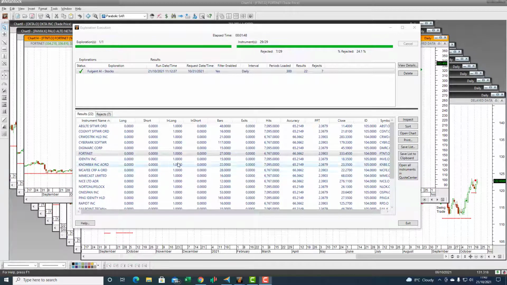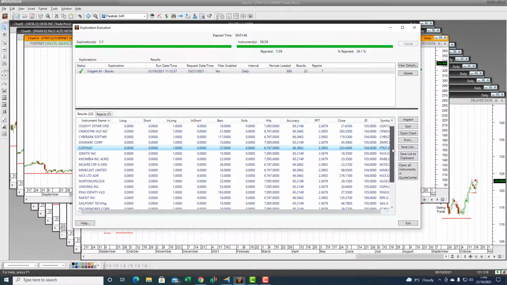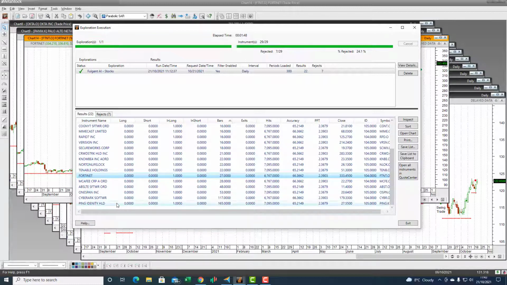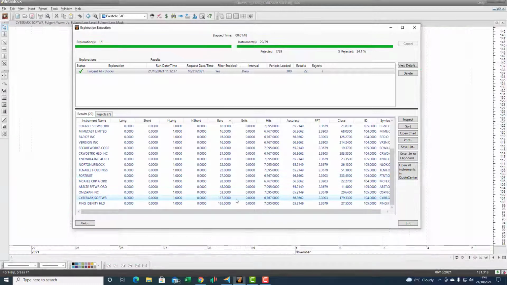cybersecurity stocks. Here are 22 positions where the AI is either in a long, and if we look at the column here in longs, it tells you which instrument the AI is long. It's long all of them. Bars tells you how old the trade is, from most recent to older. You can see some of the trades here. CYBR software within there for 117 days. The AI is 66% accurate on average, trading this particular stock with 6,767 times that the trade setup occurred in the testing period.